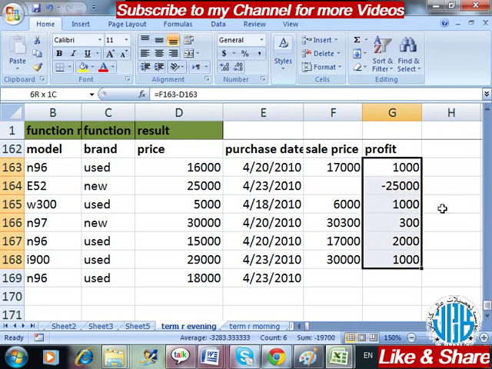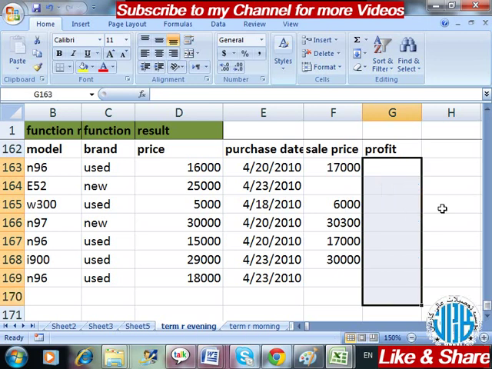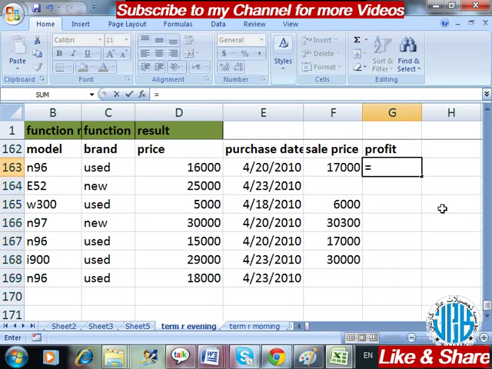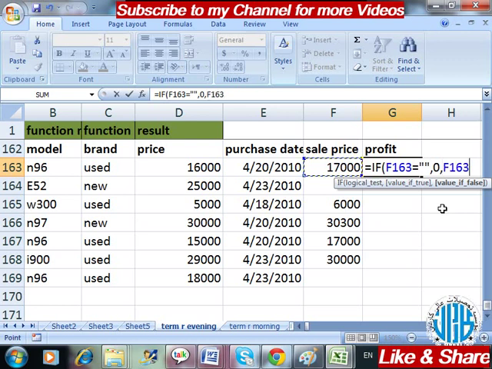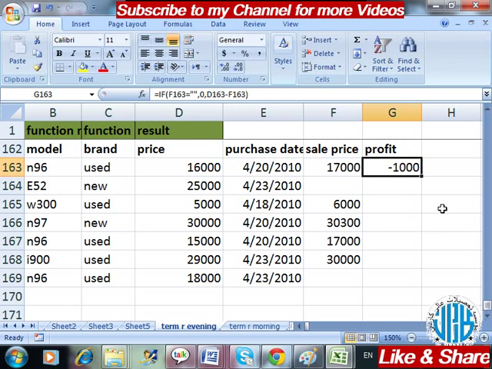I'm going to tell you the technique for that. Let's suppose: is equal to IF, first of all check if sale price is equal to empty. The item has not been sold. Okay, so what will show? It will show profit 0. Profit is 0. Otherwise, if sale price is not 0, then purchase price minus sale price and closing bracket and enter.